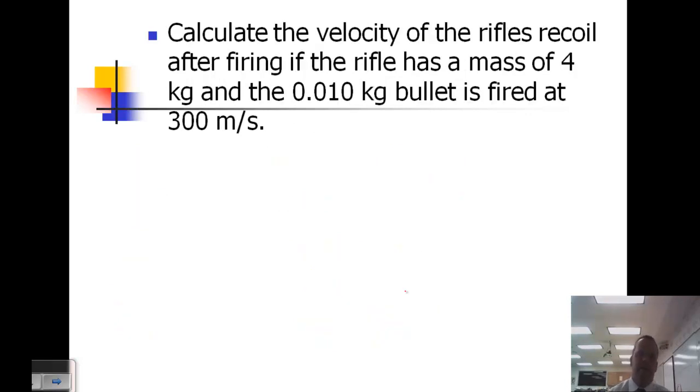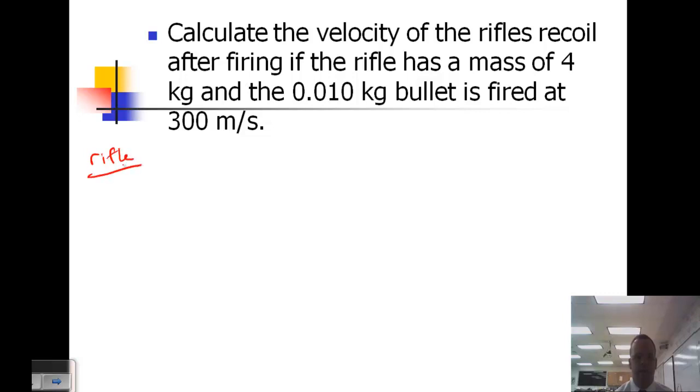Example 2. Calculate the velocity of a rifle's recoil after firing if the rifle has a mass of 4 kilograms and a bullet of 0.010 kilogram is fired at 300 meters per second. So press pause here, try it yourself, and then press play again when you're ready to see my answer.